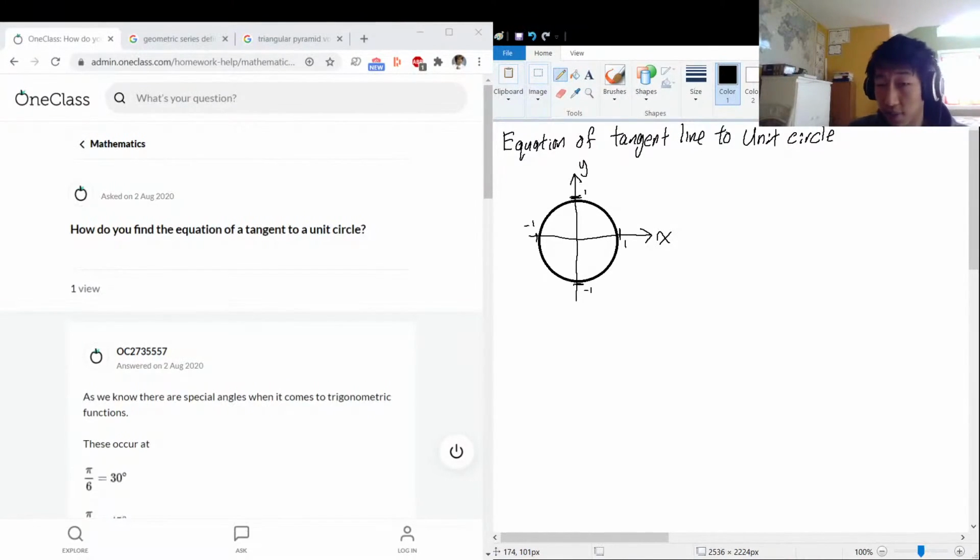So the equation of a unit circle is x squared plus y squared equals 1. That's the equation of this unit circle. So, for example, this point here is (1, 0). That would be x equals 1, squared, plus y equals 0, squared, so that's just 1 equals 1. Makes sense.